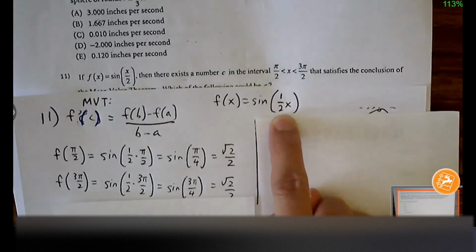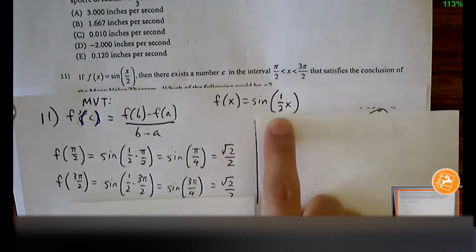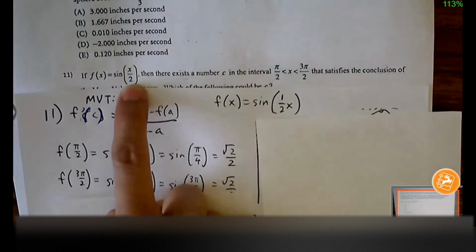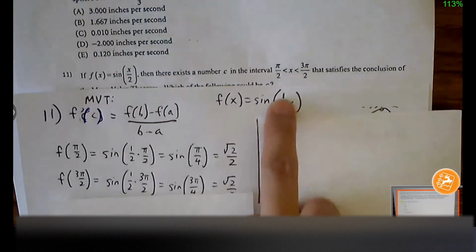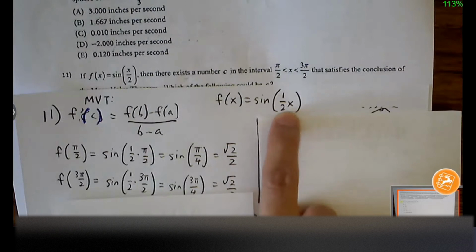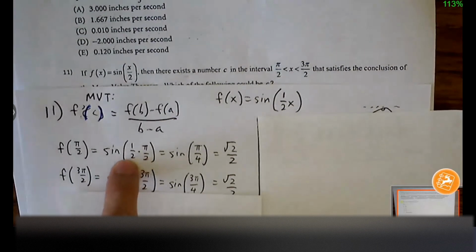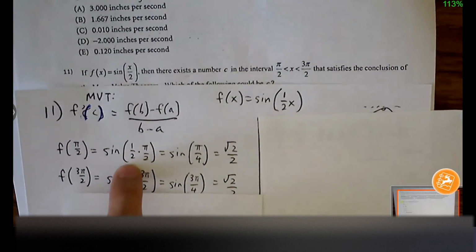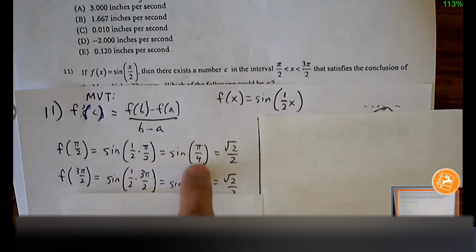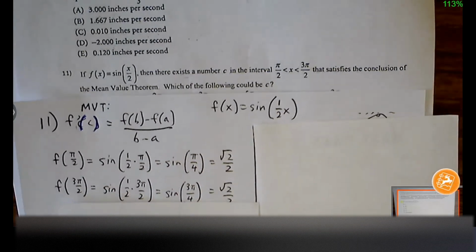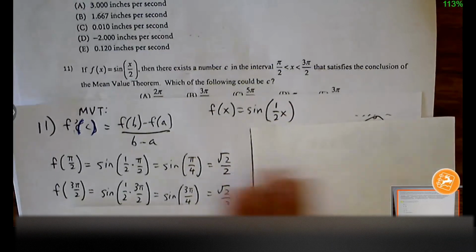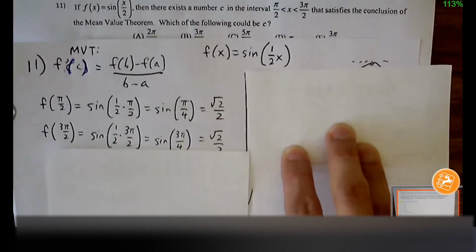I want to rewrite my sine function as sine of 1/2 x. It's the same thing, it's just that having to divide by 2 with a fraction feels messy. If I push that 2 out as 1/2, then anything that I insert will just feel like a multiplication and not a division. So instead of pi over 2 divided by 2, I can think of it as 1/2 times pi over 2, which makes it a little easier to resolve. I get sine of pi over 4, which is root 2 over 2.